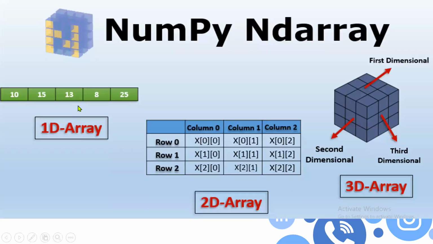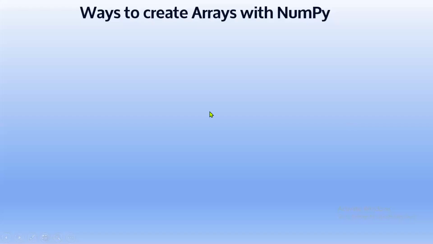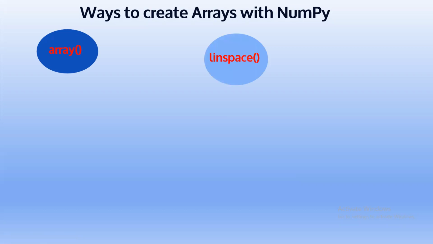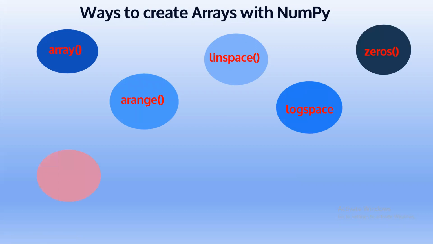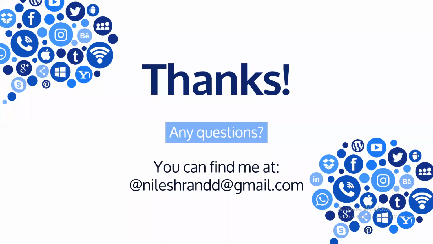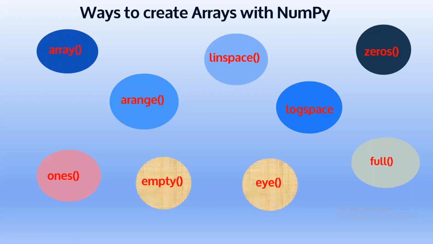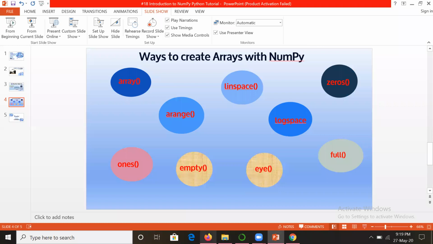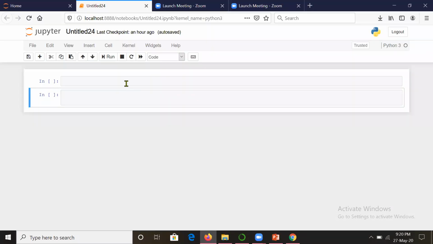This is how a one-dimensional array looks. This is a two-dimensional array, and we also work with three-dimensional arrays. You can see there is a plethora of array functions which we can use for creating arrays. linspace is there, a function used to create arrays. arange is there. logspace is there. zeros is there. ones is there. full function is there. empty function is there. eye function is there. These are so many functions with which we can create arrays in Python.